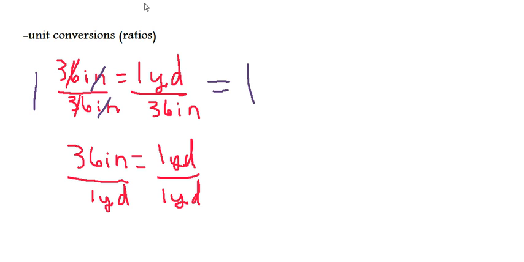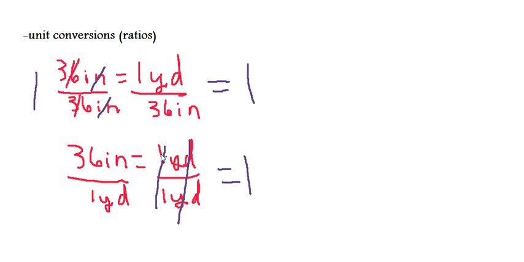Now, if I take a look at the right side, 1 divided by 1, that cancels. Yard divided by yard, that cancels. So I'm not left with 0 over here. I'm left with 1, because anything divided by itself is 1. 1 yard divided by 1 yard is 1.